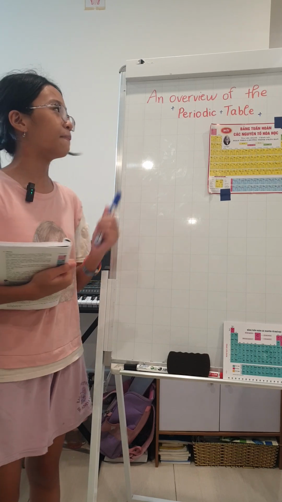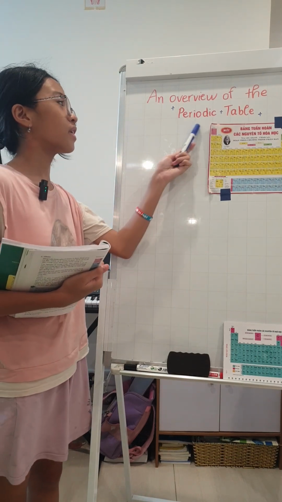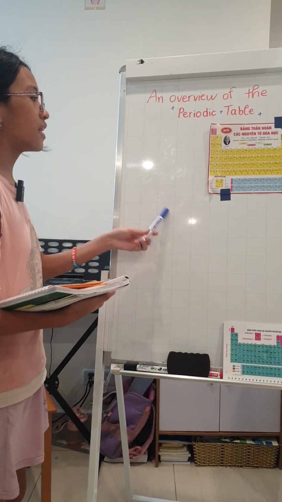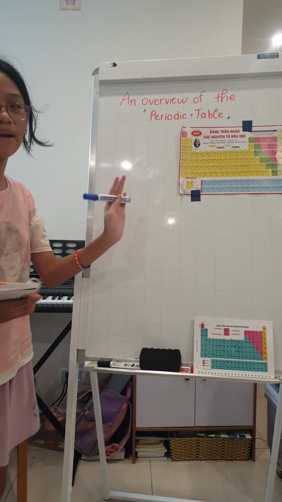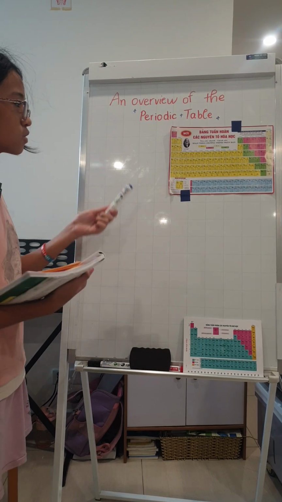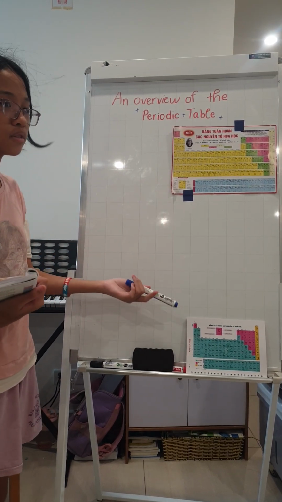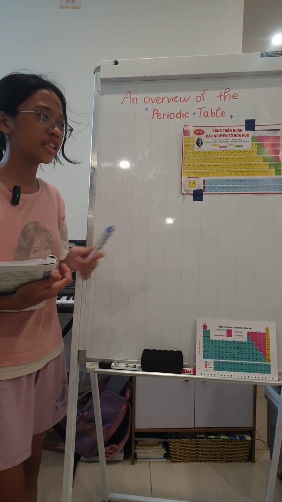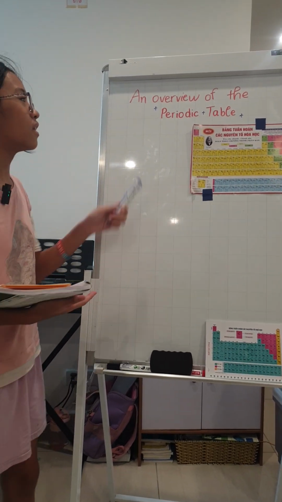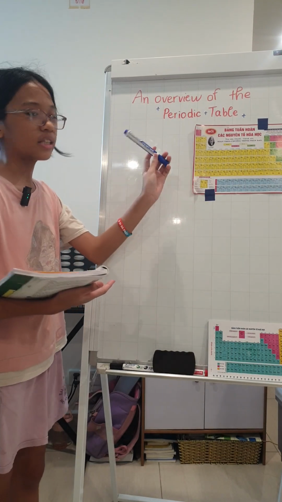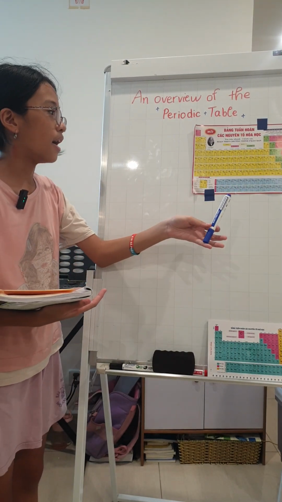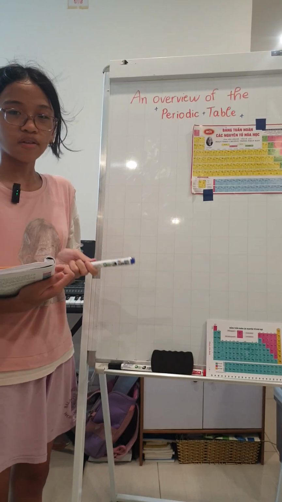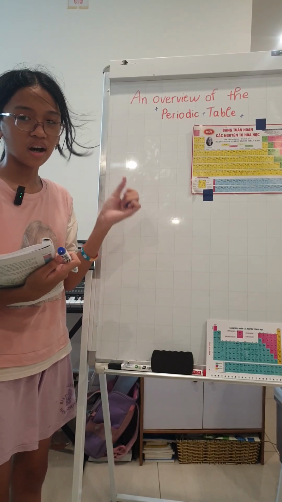Today we're going to learn about an overview of the periodic table. This is a very important lesson because scientists use the periodic table for many reasons, like discovering atoms, chemical elements, or their applications in real life. So today we're going to have a quick overview to see how it was arranged and what applications the elements might have, and how it was arranged in a specific order.